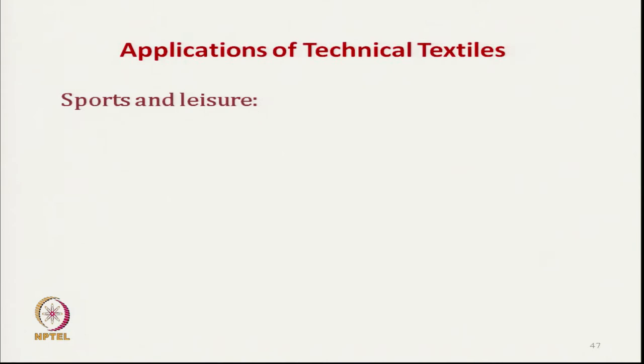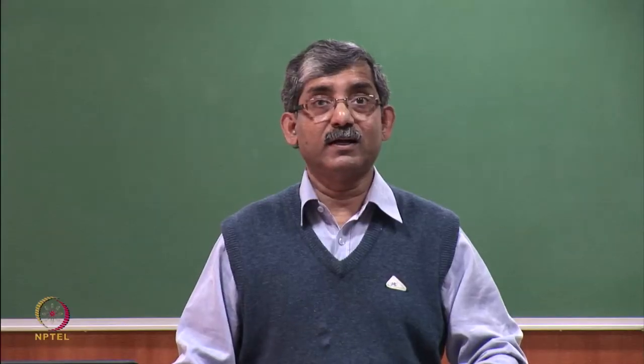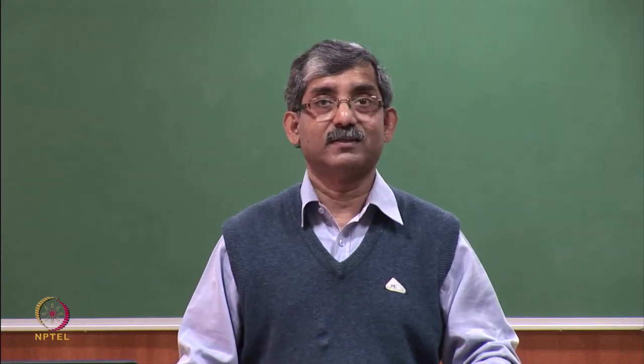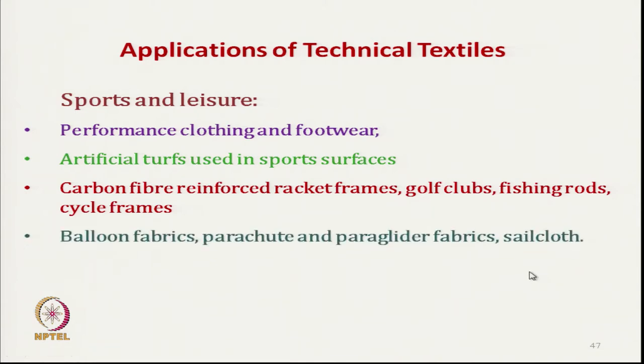In the sports and leisure area, performance clothing and footwear are being used due to their lighter weight and higher stretchability. Artificial turfs in sports surfaces, like in many sports we will see that artificial turfs are being used. Carbon fiber reinforced composites are used for racket frames, golf clubs, fishing rods, cycle frames. These are the areas. Balloon fabrics, parachute, paraglider fabrics, sail cloths are used for sports. These are the very specific areas of technical textiles.